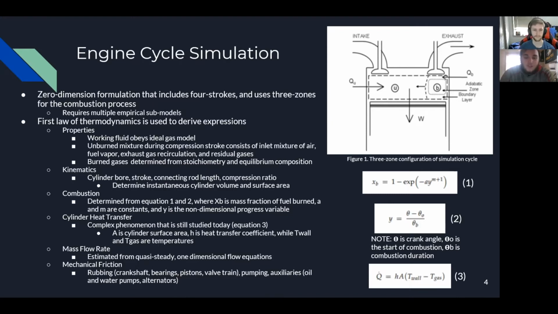Heat transfer is found using equation 3, where A is cylinder surface area, H is heat transfer coefficient, and T is temperature values. Mass flow rate is determined from the basic one-dimensional flow equation, and mechanical friction is present from rubbing, whether that be on the crankshaft, the bearings, the pistons, or the valve train. And there is pumping or auxiliaries such as oil and water pumps and the alternators.